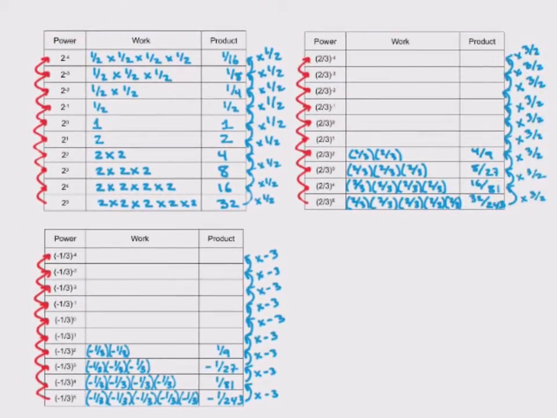All right, and now that we've extrapolated this pattern backwards into the negative exponents for these remaining two tables, why don't you pause the video and fill them out and see if you can find any patterns.